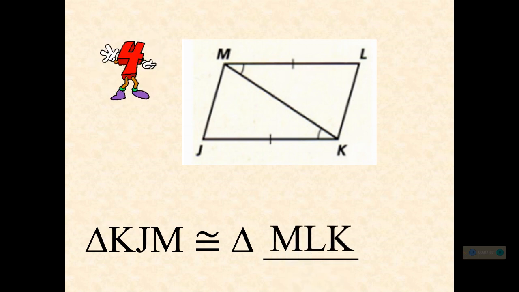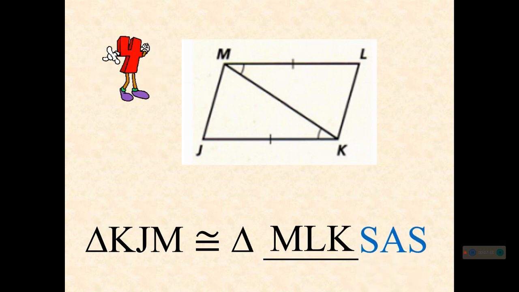Yes, we have triangle MLK. So, what congruence postulate? That's correct. We have, yes, side, angle, side, or SAS. So, again, by reflexive property, we have side, angle, side here. Then, side, angle, side here. Okay, so that's why we have SAS.